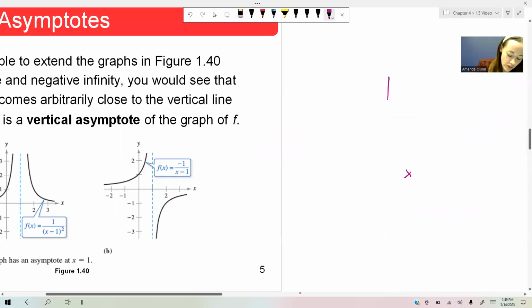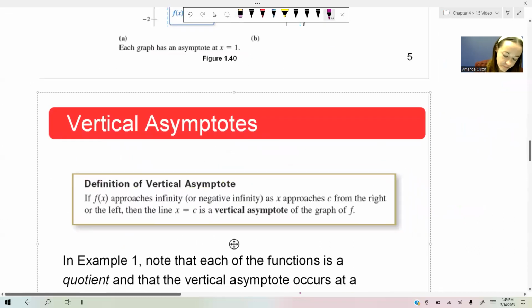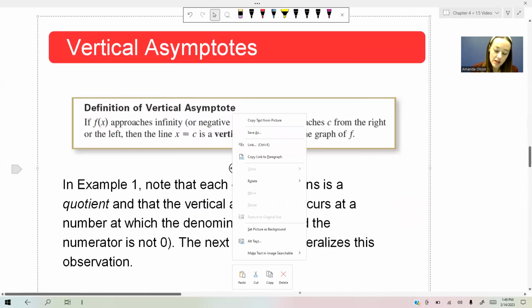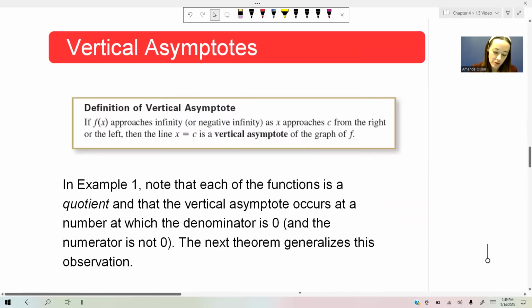So a vertical asymptote in the calculus sense: we say if f of x approaches infinity or negative infinity as x approaches c from the right or the left, then the line x equals c is a vertical asymptote.